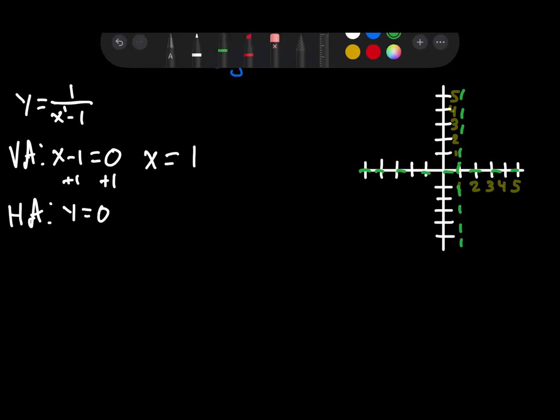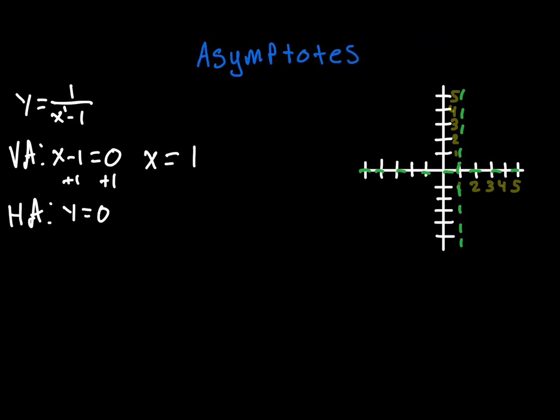Now we're not done yet. We also have to find our x- and y-intercepts to fully graph this function. To find the x-intercept, let's set y equals 0. So 0 equals 1. We have to forget the denominator and only focus on the numerator. 0 does not equal 1. This means there are no x-intercepts.